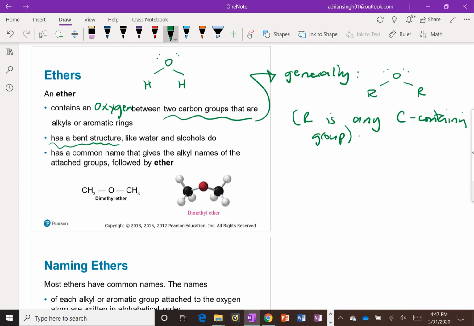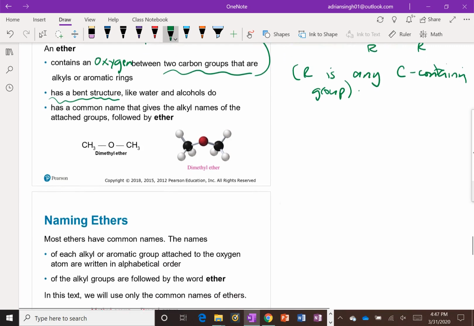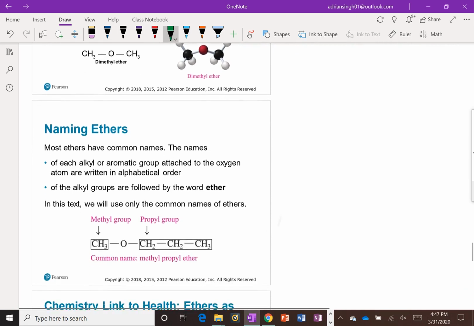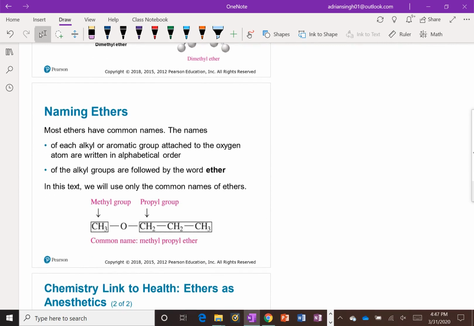The way that we name the ether is we are going to name them according to the common naming system. All right, so we'll only use the common names of the ether, and the way that we're going to name these is by naming each alkyl or aromatic group attached to the oxygen, and we're going to write those in alphabetical order, and then we're going to end the name with just the word ether at the end.